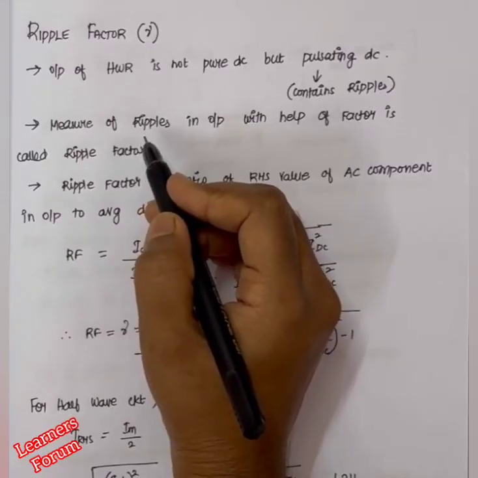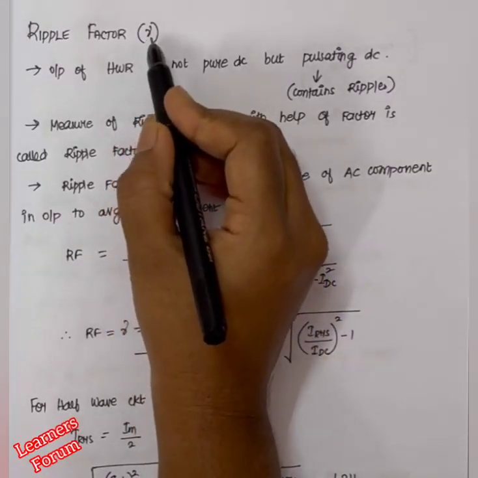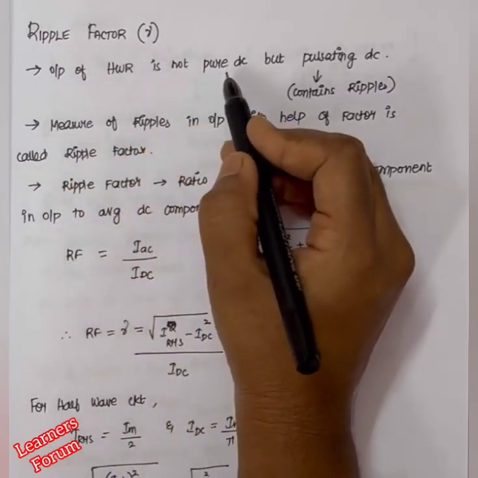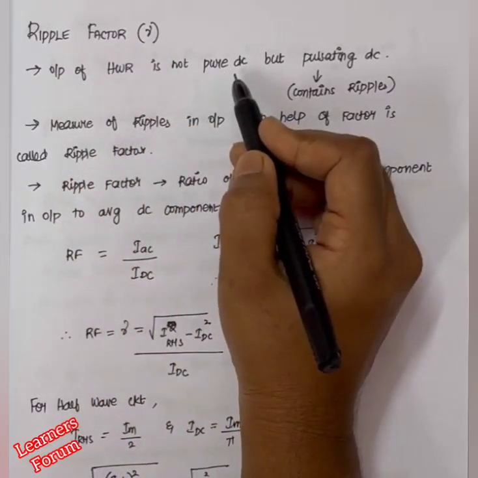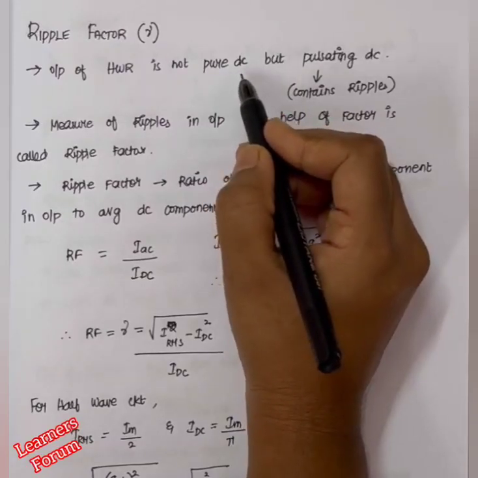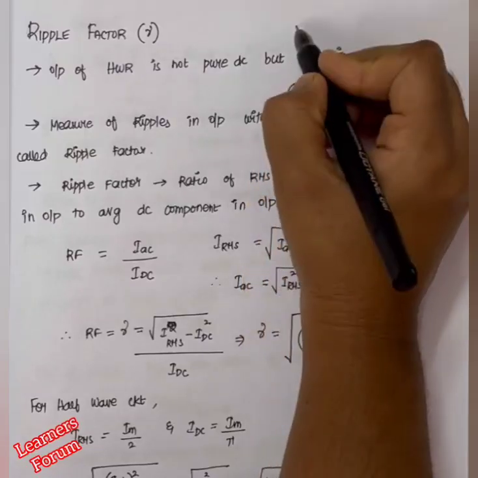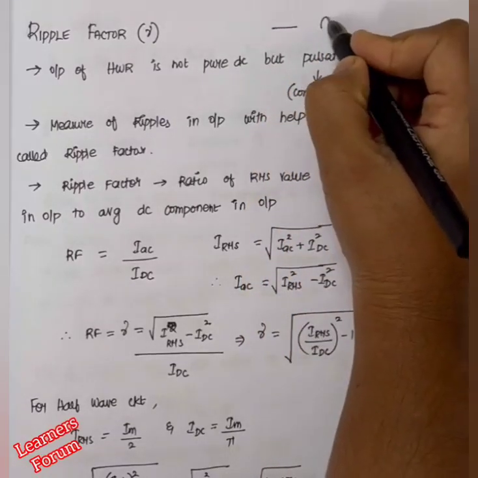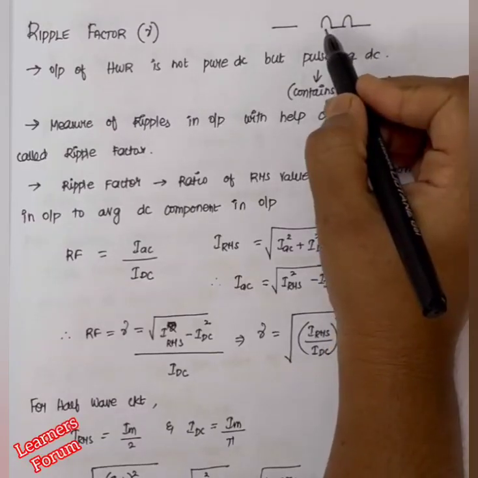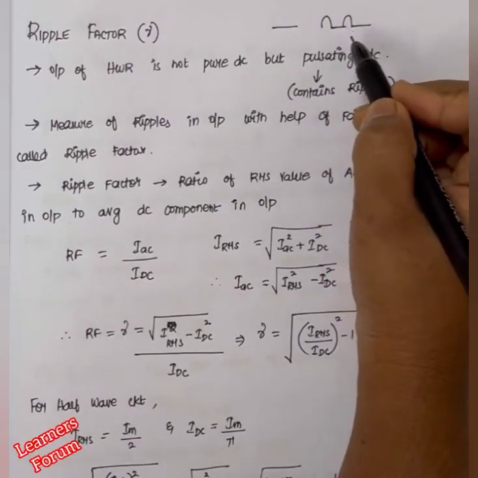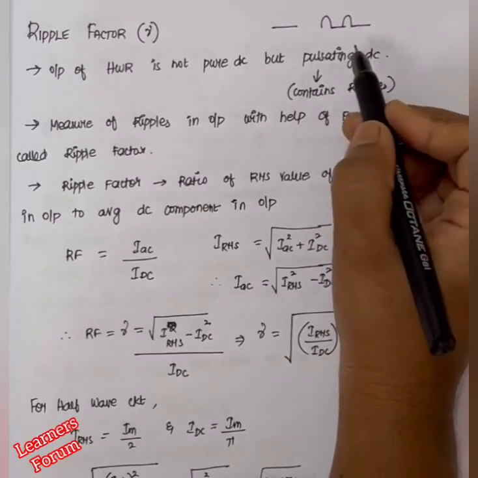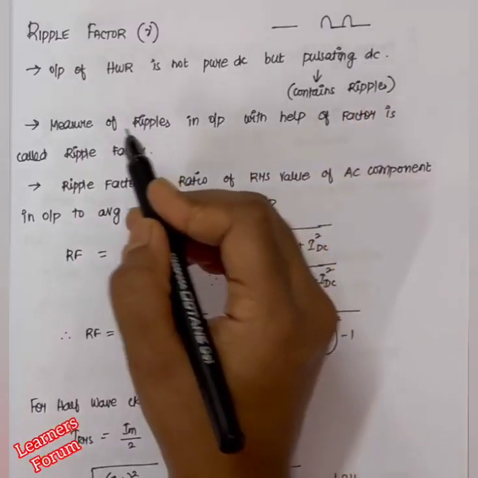Let us see the next parameter, which is the ripple factor, represented by gamma. In general, the output of a half wave rectifier is not actually a purely DC value. As we have seen in the circuit operation itself, we would have got the output as a pulsating DC. That is, instead of a straight line, we would have got it in this manner, which means we will have a pulse in between, that is a discontinuous signal. So this pulsating DC contains ripples, so that is why we are getting the waveform in this manner.